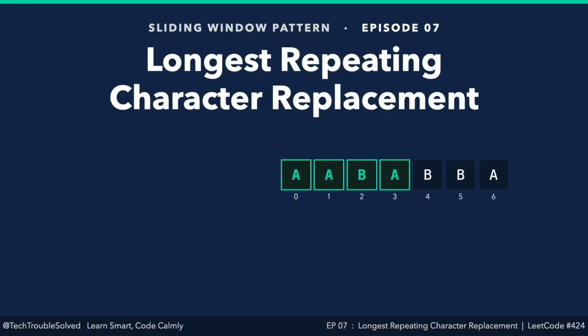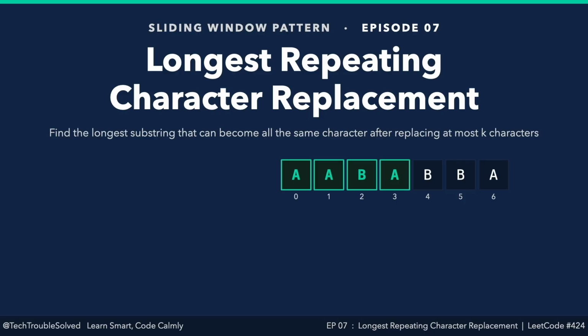If you have ever stared at a string and thought, I could fix this if I could just change a few letters, that's the exact power you get here. A string and one rule. Change up to k characters into anything you want. The question is, how long a streak of the exact same letter can you actually build?